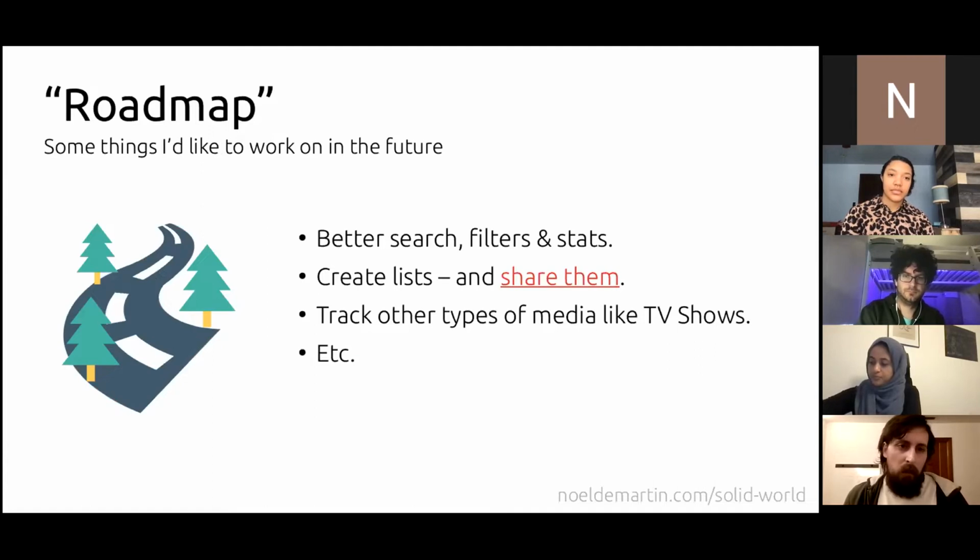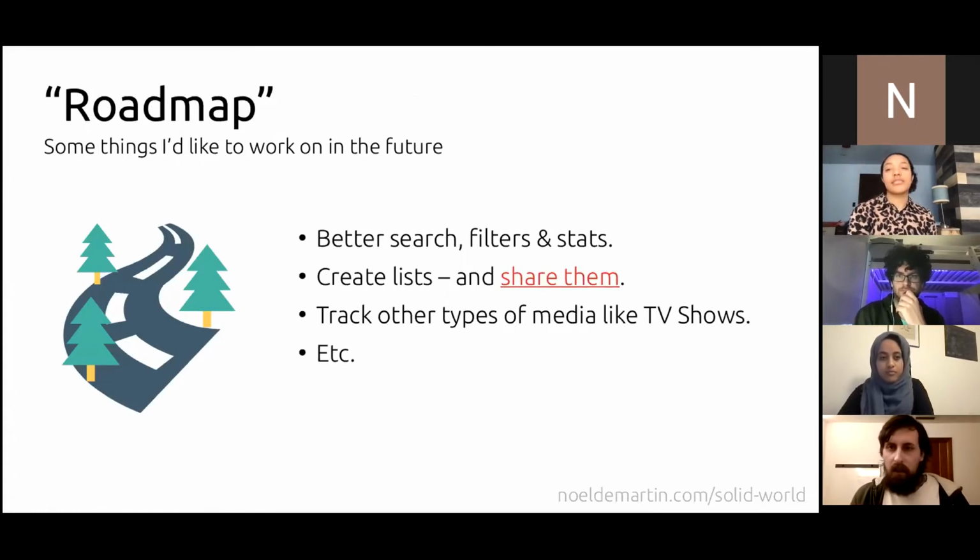And this is a roadmap of some of the things I plan to do in the future. I definitely want to improve the search and the filters. It would be nice to have more information here, like searching movies by actor or by director, etc. I also want to create lists and share them with my friends. This is something I already started working on, but it's still a bit in development. It's not ready for users. And I would also like to track other types of media, like TV shows. After all, it's not called Movie Kraken, it's Media Kraken, so it should do more things, right?